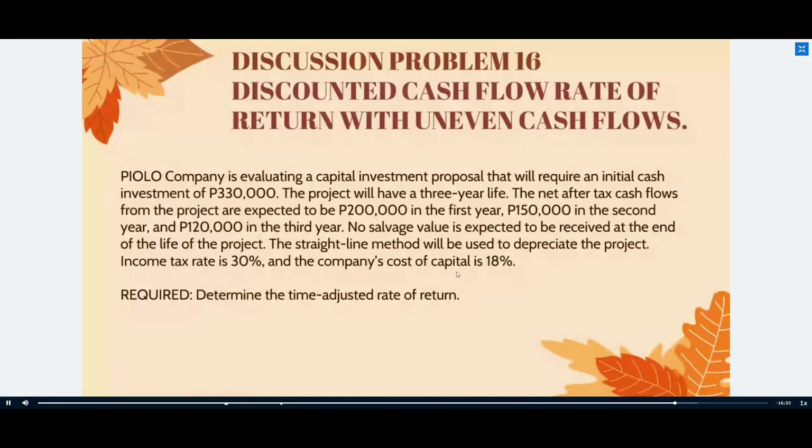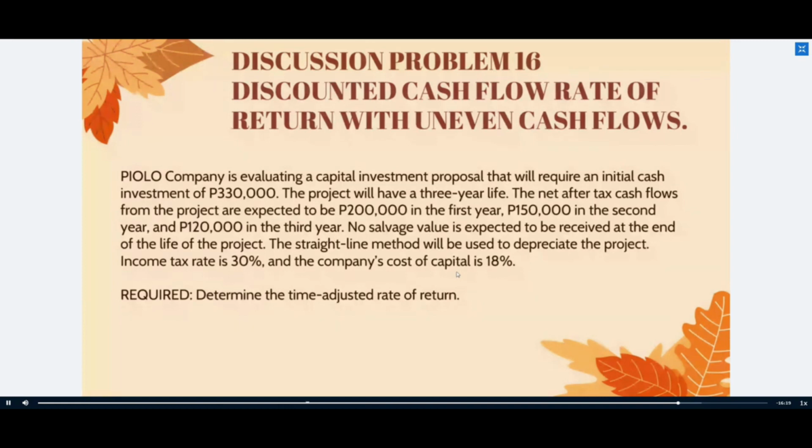Piolo Company is evaluating a capital investment proposal that will require an initial cash investment of 330,000. The project will have a 3-year life, and the net after-tax cash flows from the project are expected to be 200,000 in the first year, 150,000 in the second year, and 120,000 in the third year. No salvage value and the straight line method will be used. Tax rate is 30% and the company's cost of capital is 18%.